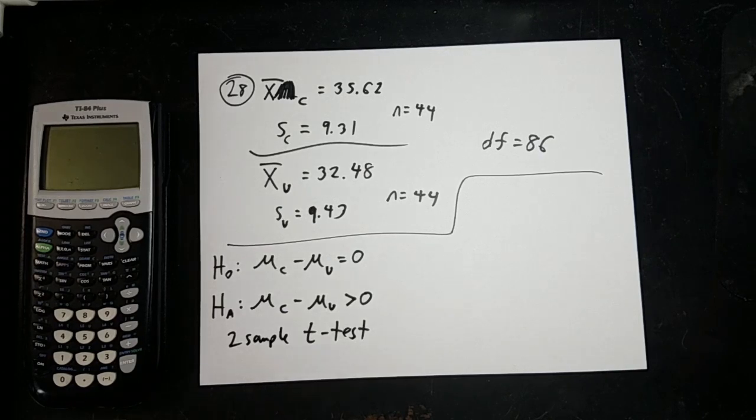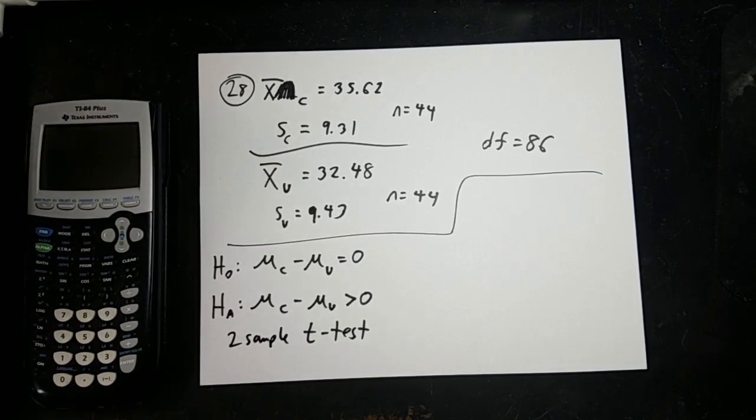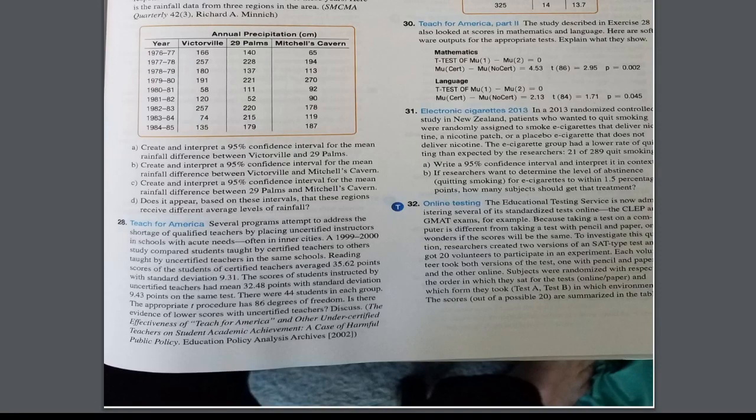Now again, you'd have to run through assumptions and conditions. Sample sizes being less than 10% of the population. Was it random? Let me double check that. Reading scores of students of certified teachers average that and that. They don't specify, do they? It's a study comparing those. It doesn't say that they're random. It says there are 44 in each group. It's a study, so I guess that they were randomly placed or something along those lines.